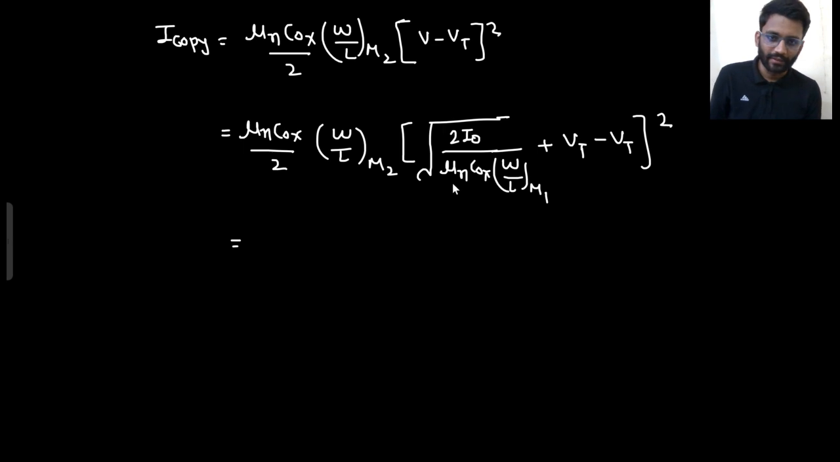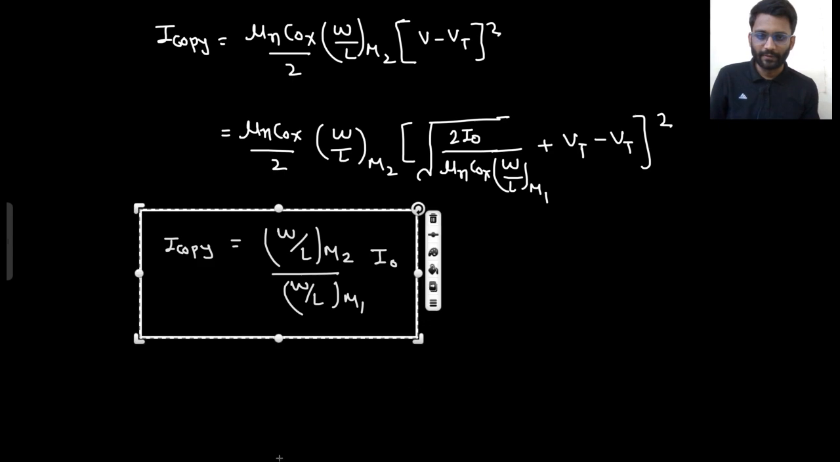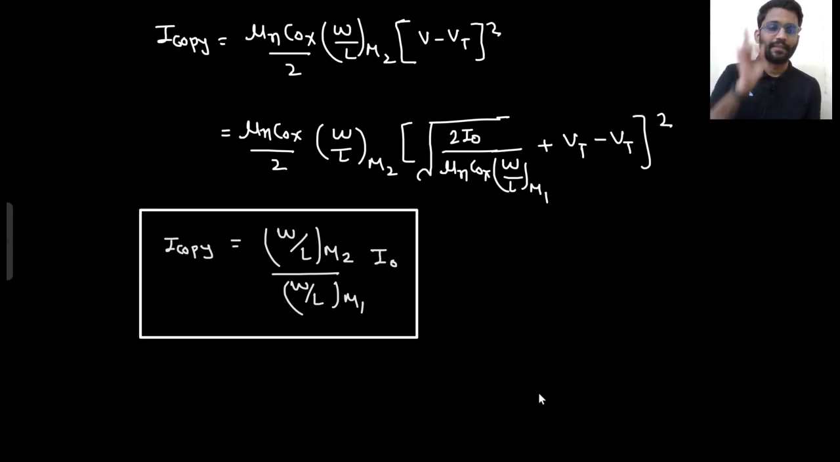So what are you getting? This mu n Cox will be cancelled. 2 and 2 will be cancelled. So this I copy would be simply equal to W by L of M2 divided by W by L of M1 into I naught. That's it. This is your I copy. So here the current is independent of the supply variation, also the temperature variation, because the current is neither depending on mu n, nor on Vt, nor on VDD.